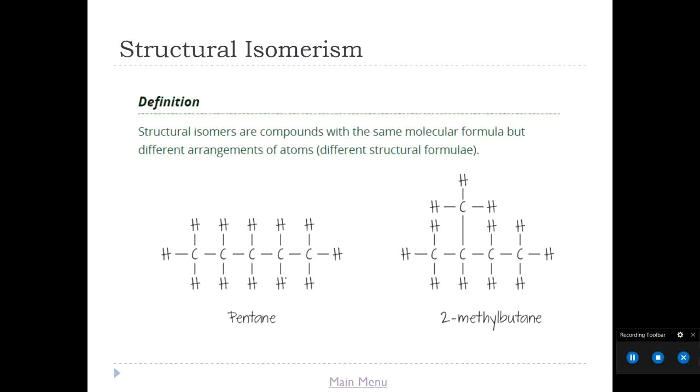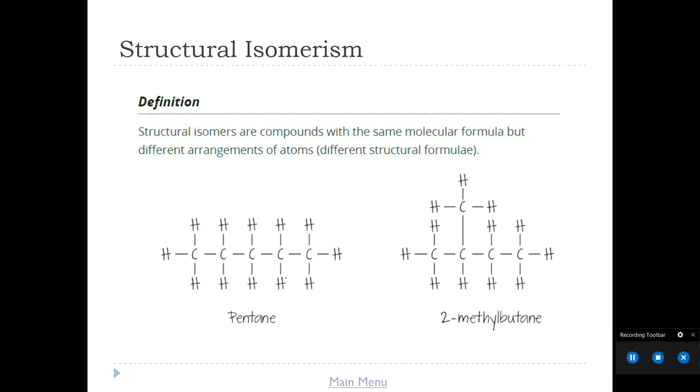Okay, simple example here is pentane and 2-methylbutane. So both 5 carbons and 12 hydrogens. But one we have our regular straight chain alkane, and the other one we have a branching group. Now, seemingly the chemical properties of these are quite similar, but the fact one has a branching group does mean it has different physical properties, which we're going to get into in the next lesson. So this is structural isomerism. So again, the same atoms, but a different arrangement.